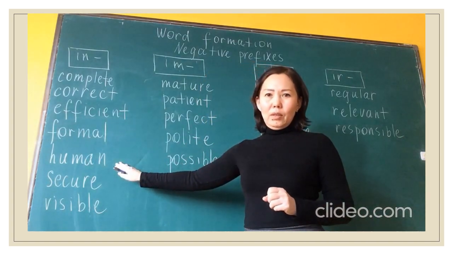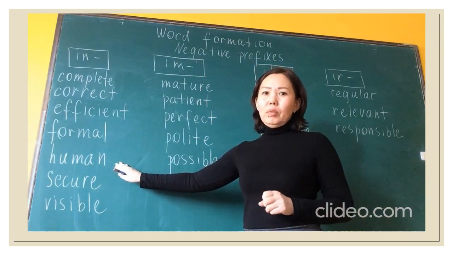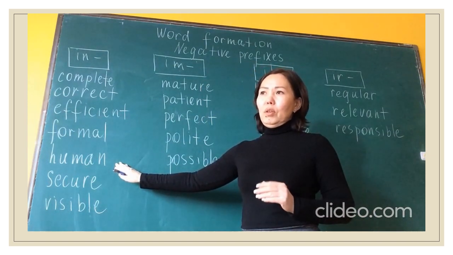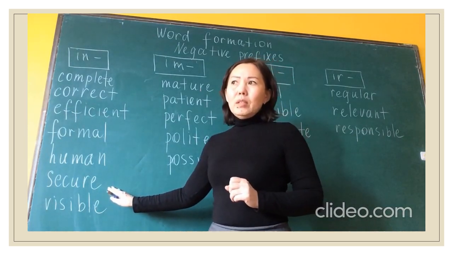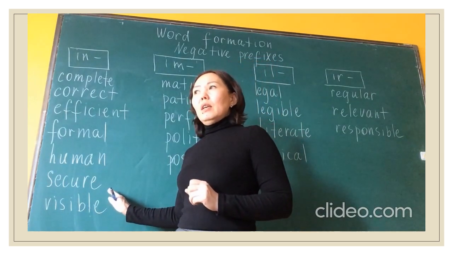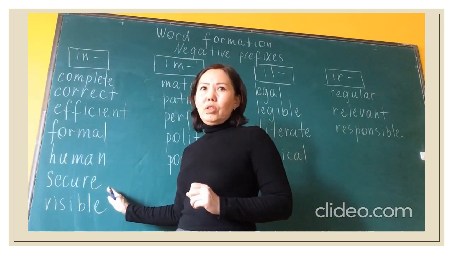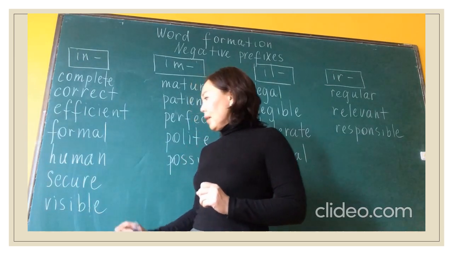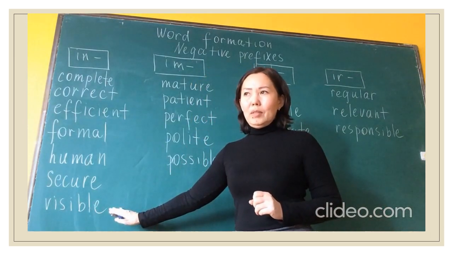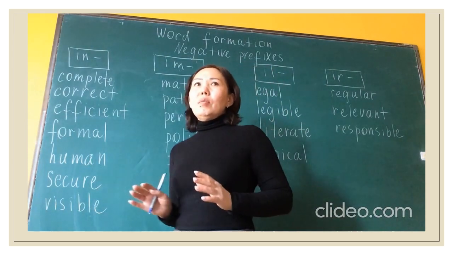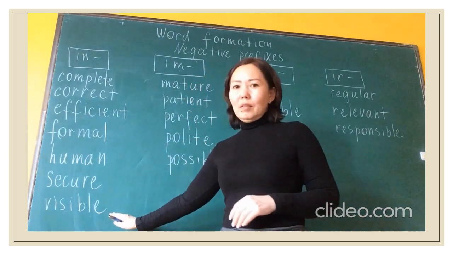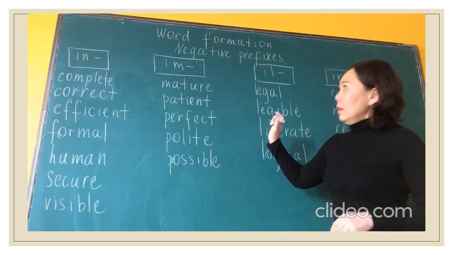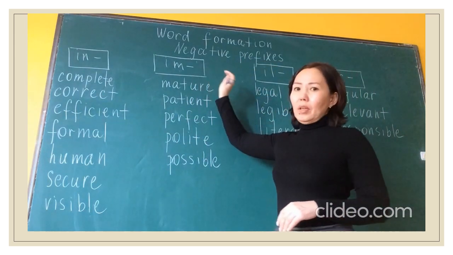Human and inhuman. Some people are inhuman when they do bad things. So all of us need to be human. Secure and insecure. Insecure, we say, is a person if he or she doesn't feel safe. Visible and invisible. If you can't see something with your eyes, when something is hidden, we say it's invisible. The prefix im, we pronounce it im.